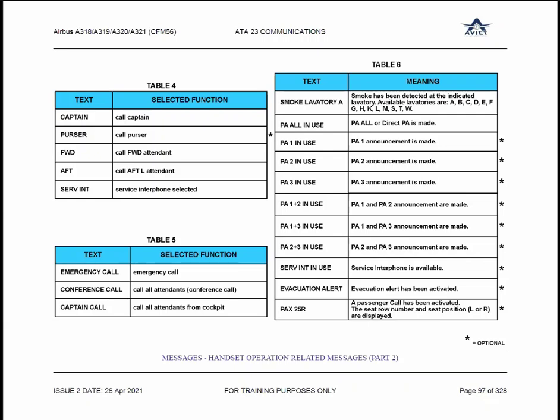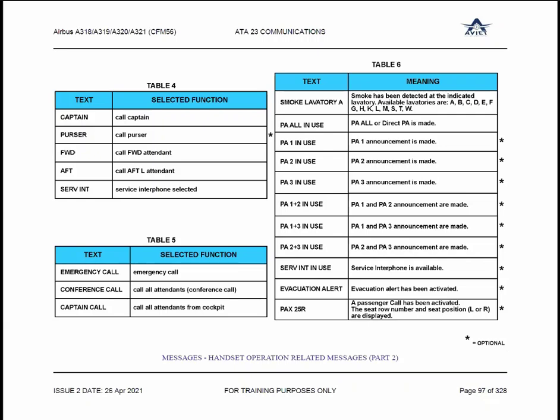Remaining is, he can call the forward cabin crew, he can call the aft cabin crew, he can call the mid cabin if it is installed. In all 320 aircraft, you will have forward, you will have aft, you will have all. So what is the difference between them?